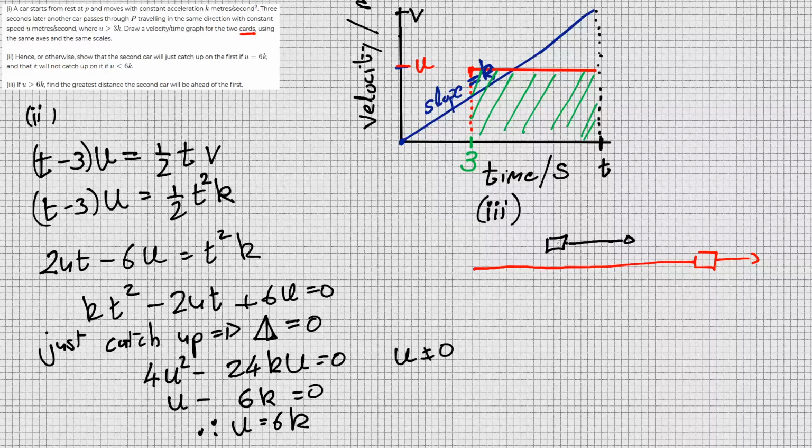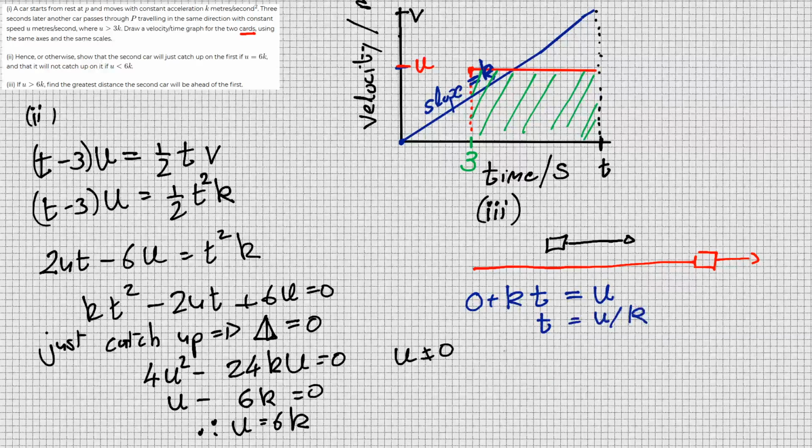So we could say that the velocity here equals the velocity here. This velocity is just going to be u, which is 0 actually. So that's 0 plus kt, which has to equal u, because this one's going at a constant u. So t will equal u over k.